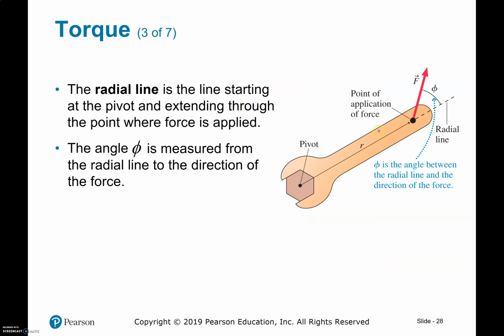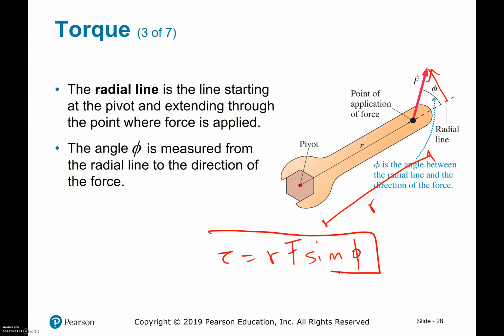So here we have another example. You have a wrench and you're trying to rotate this bolt here. So how do we do that? Well, we apply the force. So now this is your R here, and the perpendicular component is that. So if you think about that, then you can write that the torque is equal to that R times that perpendicular component. And that is what? That is F sine phi. And this is the definition of torque.